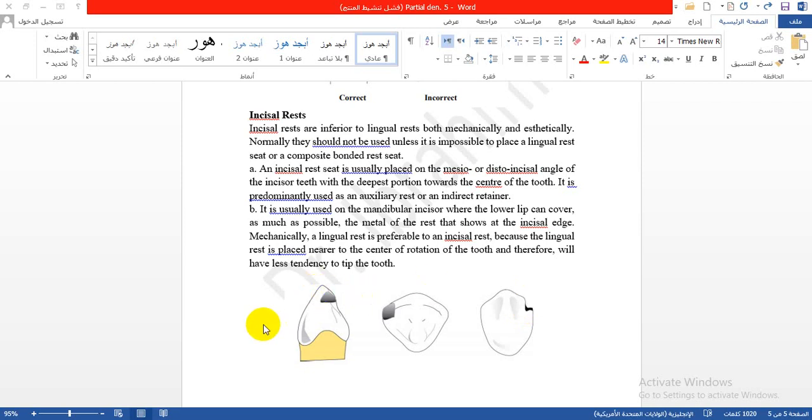Mechanically, a lingual rest is preferable to an incisor rest because the lingual rest is placed nearer to the center of the rotation of the tooth and therefore will have less tendency to tip the tooth. يعني اللينجوال ريست هو يكون طبعا مفضل أكثر. ليش؟ لأنه هذا راح يكون عندي بإحدى الجهات ممكن يسوي لي tilting for the tooth.